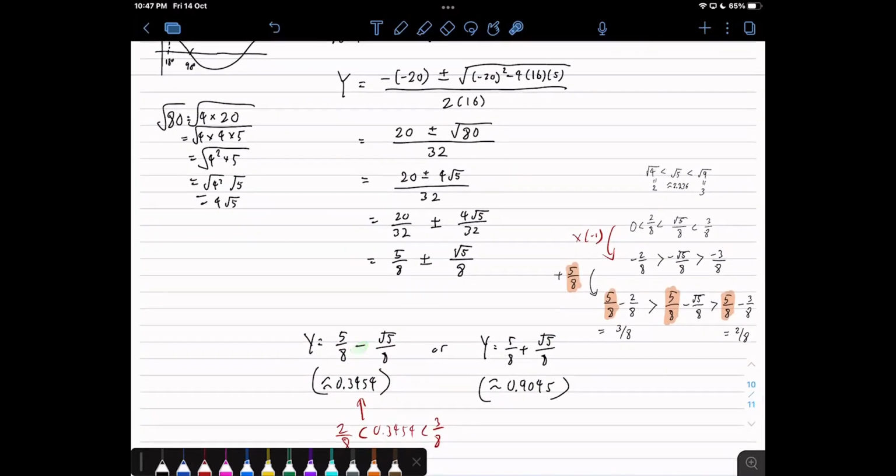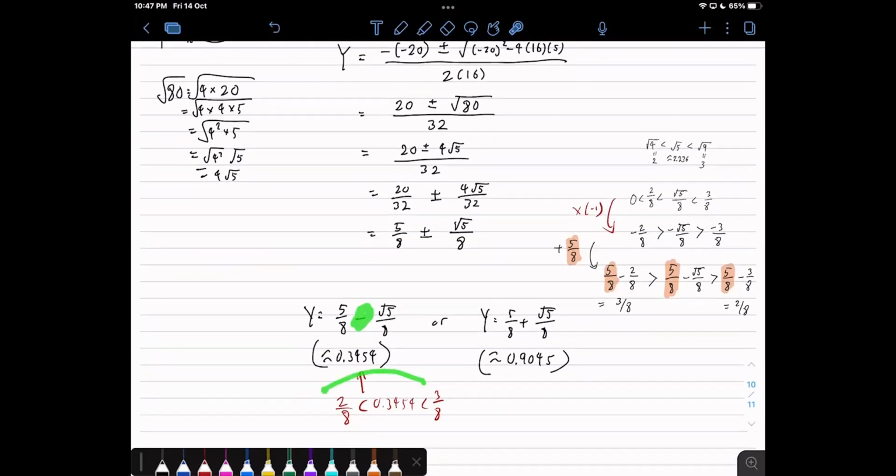But here we have just shown that even though it's a minus sign, it is still a positive value, 0.3454. In between 2/8 and 3/8 is a positive value. So we cannot reject the y straight away. Likewise, for this other one, positive plus positive is definitely still positive. So we cannot reject it straight away using the argument that y is negative. Is that clear so far? So we cannot reject either one straight away. Now we have to figure out which is the correct one.